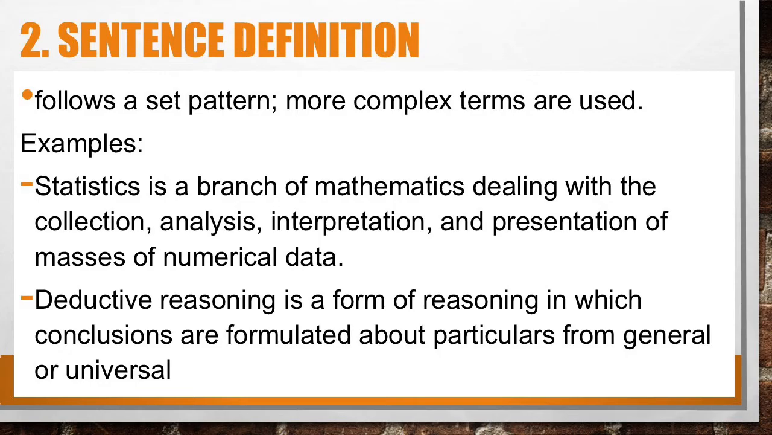Next, we have sentence definition. It follows a set pattern, and more complex terms are used. So if you are to provide a sentence definition for technical definition, it should use more complex terms. Example: statistics is a branch of mathematics dealing with the collection, analysis, interpretation, and presentation of masses of numerical data. And we also have: deductive reasoning is a form of reasoning in which conclusions are formulated about particulars from general or universal premises. So as you can see in our two examples, they provide more complex terms.